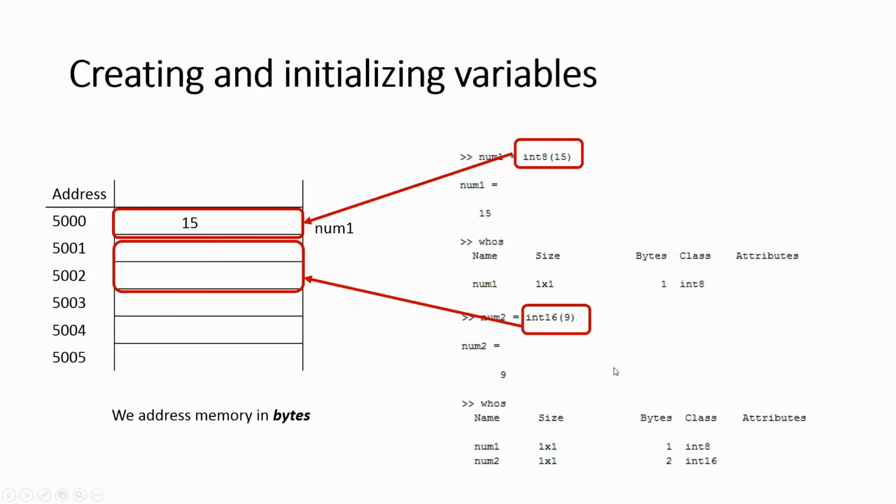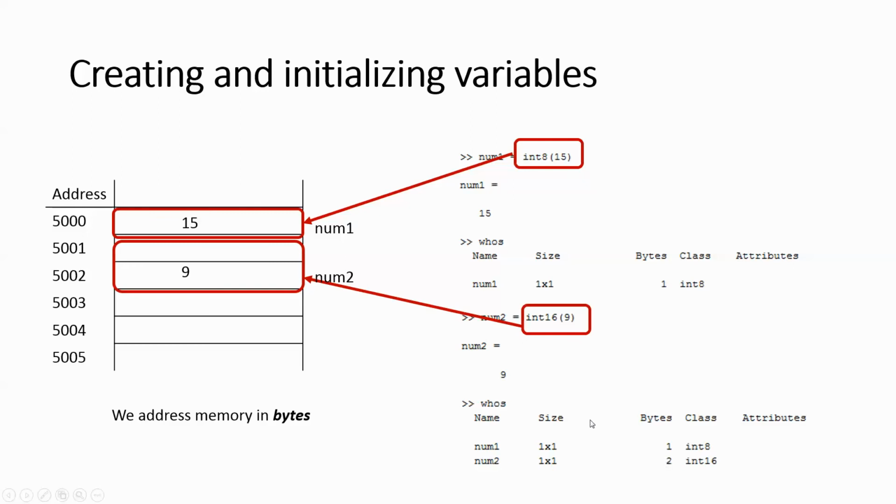Then down here, I have an int16. 16 bits is 2 bytes, so I need to find 2 consecutive bytes somewhere in memory to set aside. I'll set them aside and say this is going to be the variable num2, and the value contained in num2 is 9. And you can see that down here, if I do whos after I've used both these variables, num1 takes up 1 byte and num2 takes up 2 bytes in memory.